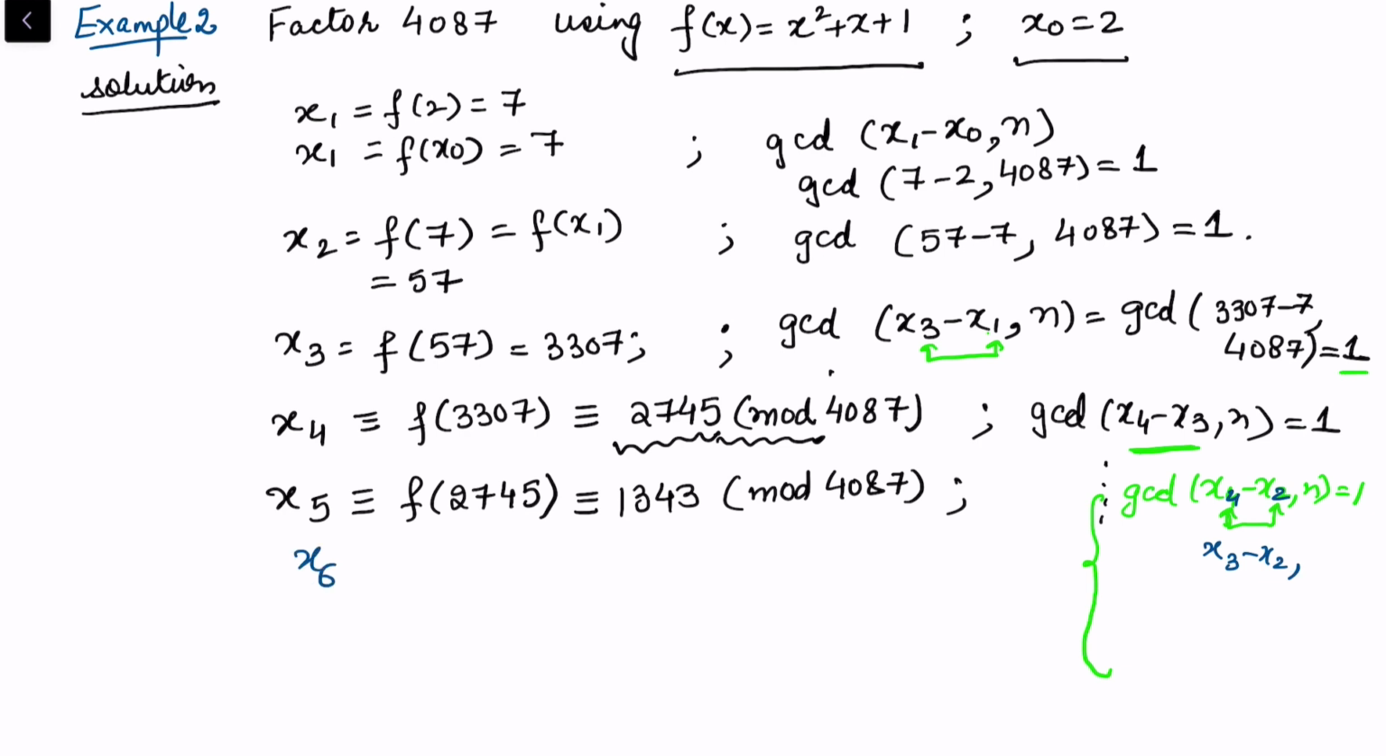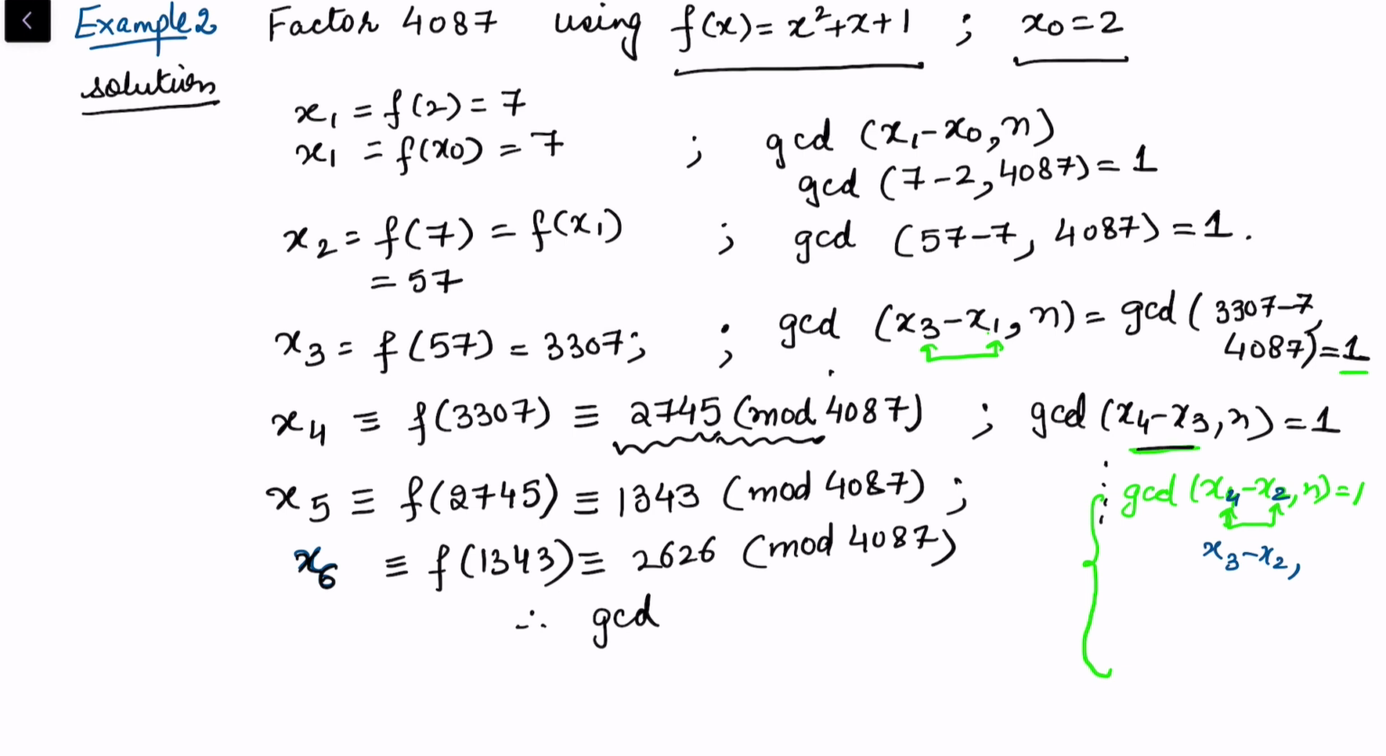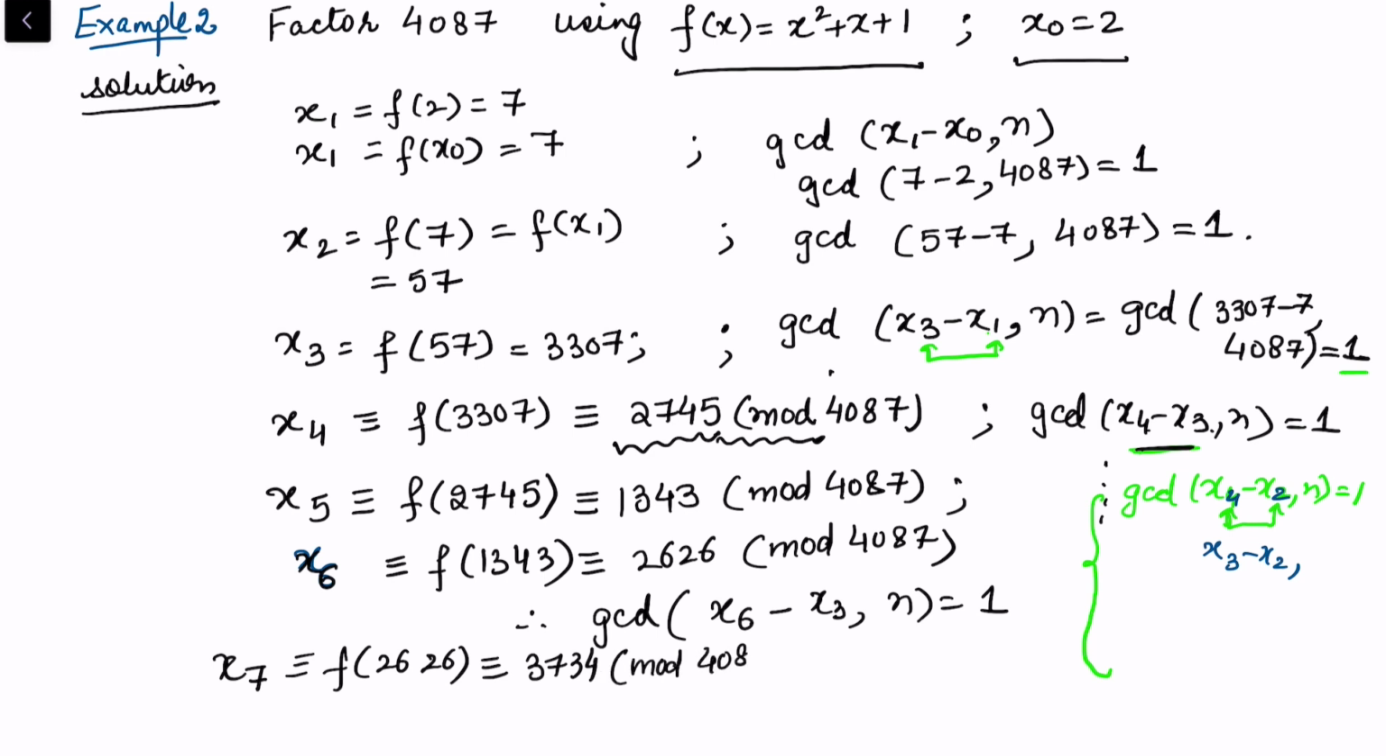Now we continue like this with x6. So x6 comes out to be f of 1343, and we see that this is 2626 mod 4087. Again we find the GCD of x4 and x3, which we have already calculated, so I can just try x6 minus x4, that is index difference 1... no, 6 minus 3. Then I can try x6 with x3 and this GCD is also 1, in addition with the other integers. Finally, we find x7, which is f of 2626, which is congruent to 3734 mod 4087.